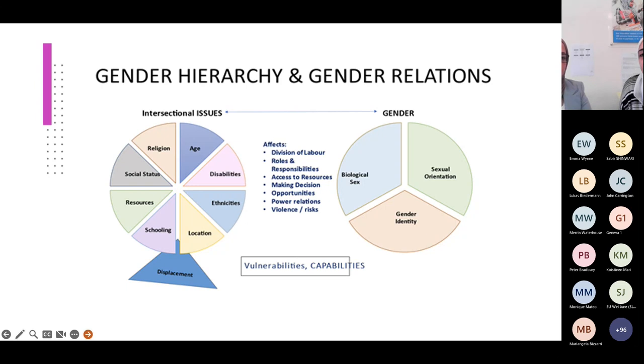The social status: is she married, is she divorced, is she widowed, for example. If the woman is widowed, she has some implications in the society, and the society is looking at her in a different way. Resources: who can access resources, who owns the resources. The schooling, it's not only the education, but how I was raised, what I have learned since I was young. Location, taking the same example of women: who is this woman? Where does she live? Is she living in a camp, in a rural area, in a city? Is she educated? Is she young? Is she old? We will talk about ethnicities, because in some contexts some ethnicities are very vulnerable.